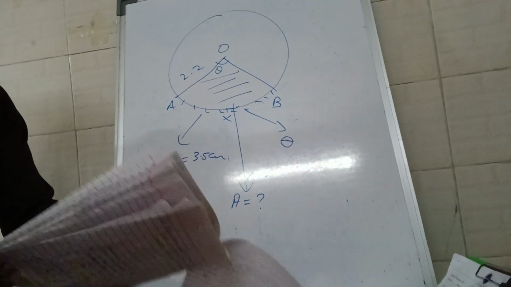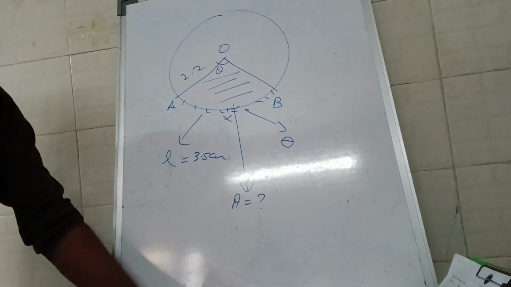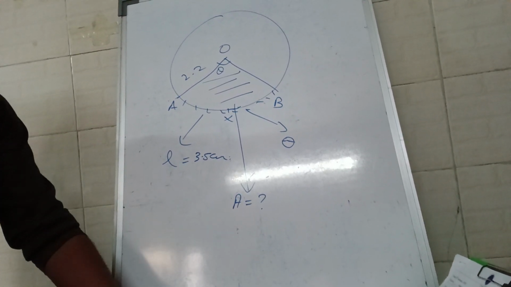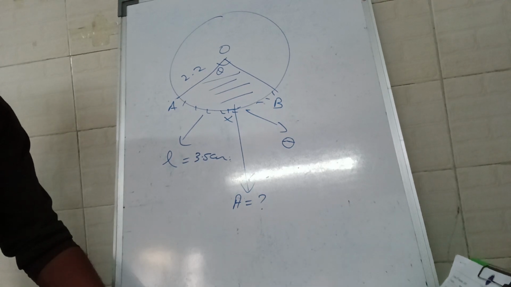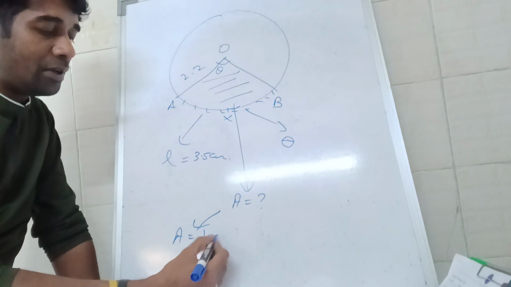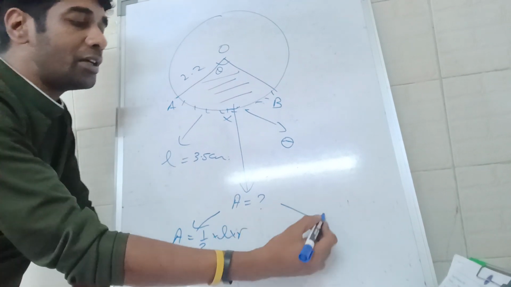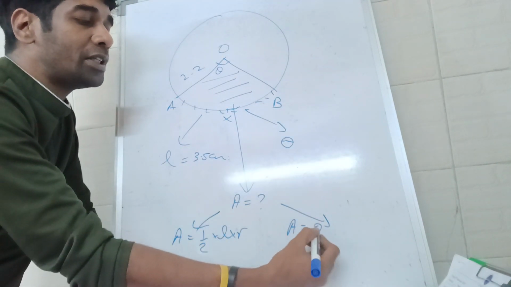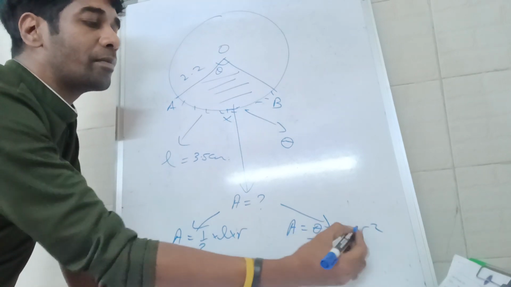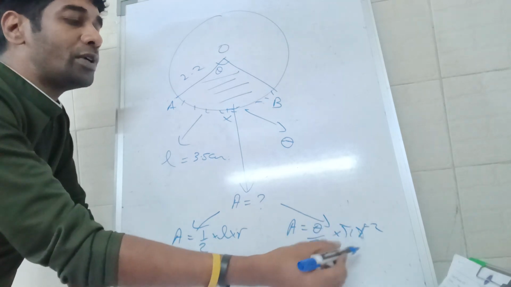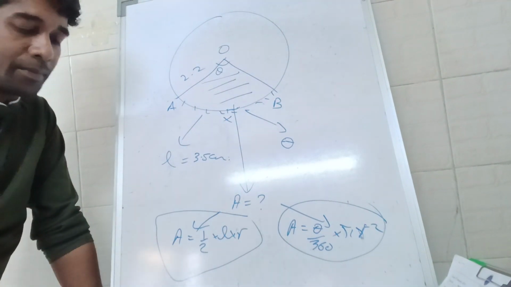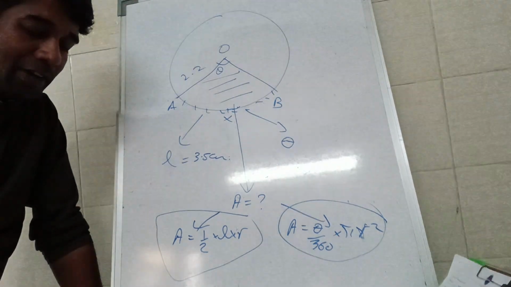There are two formulas. If I have length, the formula is area equal to half into length into radius. And if theta is given, area is equal to theta upon 360 into pi r square. Since theta was not given to us, we will take the first formula: area is equal to half length into radius.